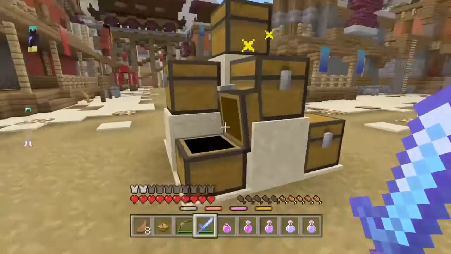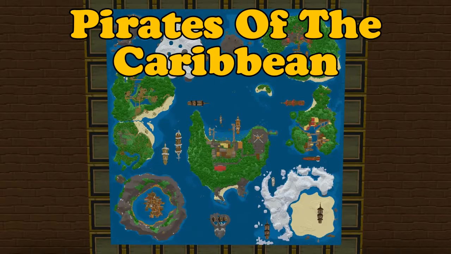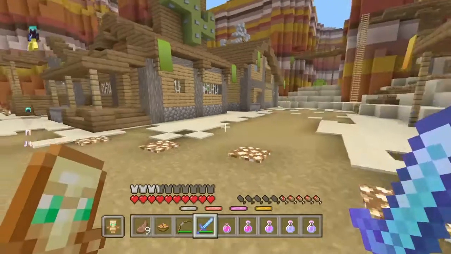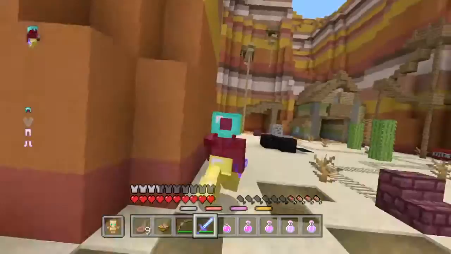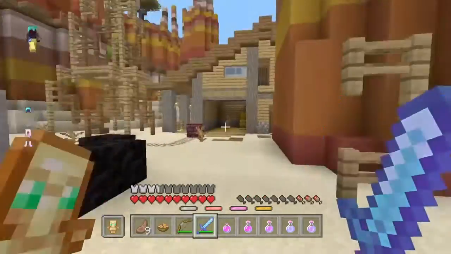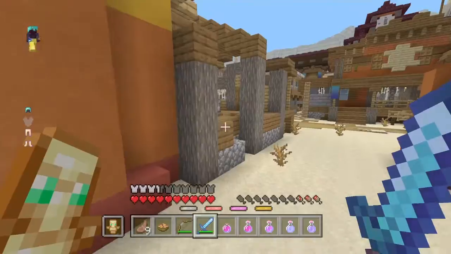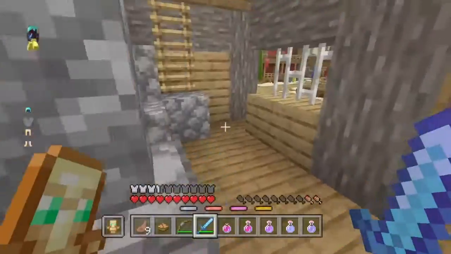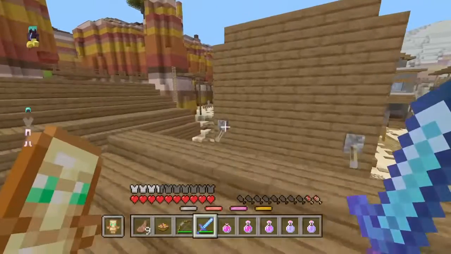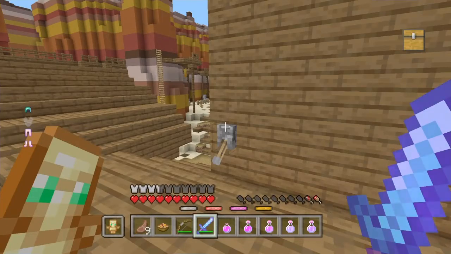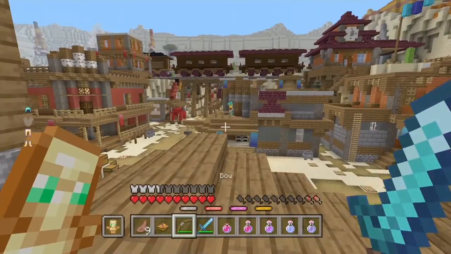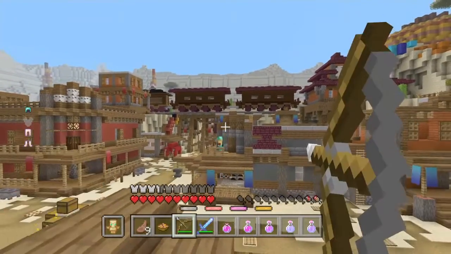The next map in the timeline is Pirates of the Caribbean, and the reason why it is here is because it was mainly set in the 1730s, mainly in 1735, because that's when the pirate era was, and that's when the movies are set. The next map in the timeline is The Nightmare Before Christmas, because the original film was released in 1994, which is what the mashup world is based off of.